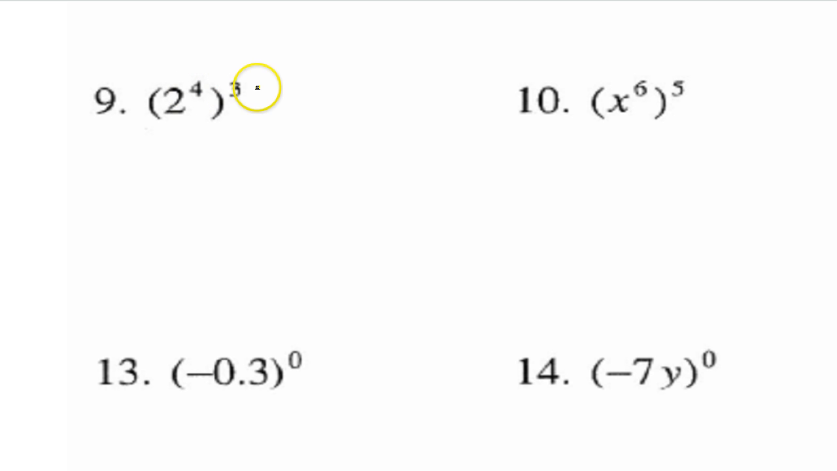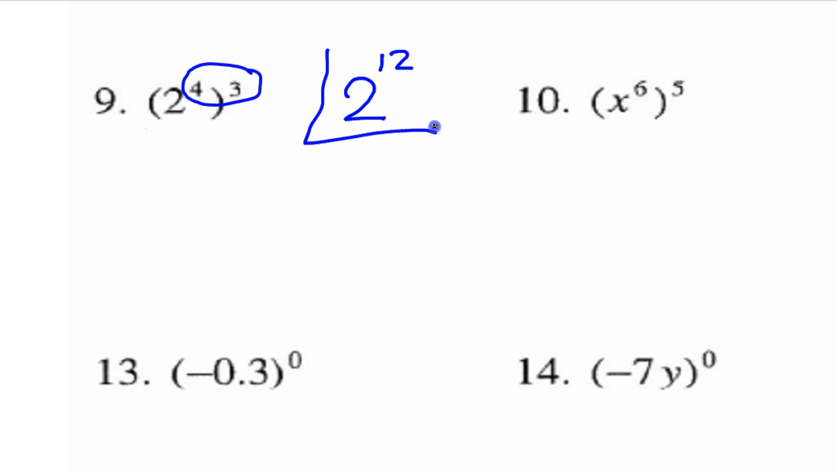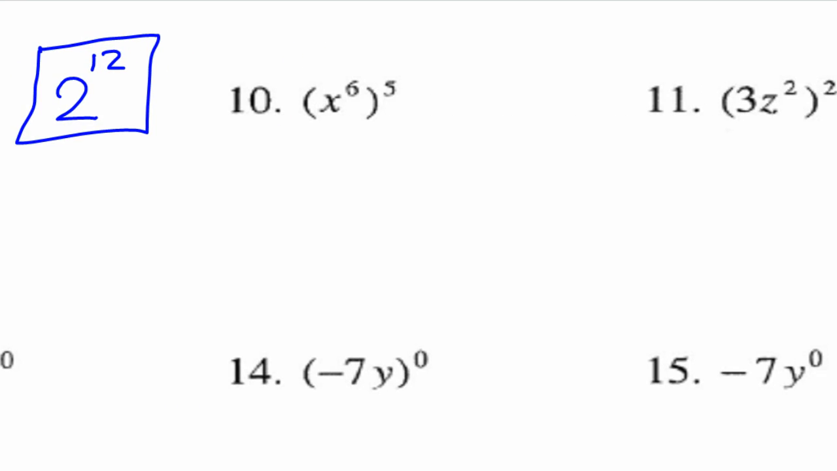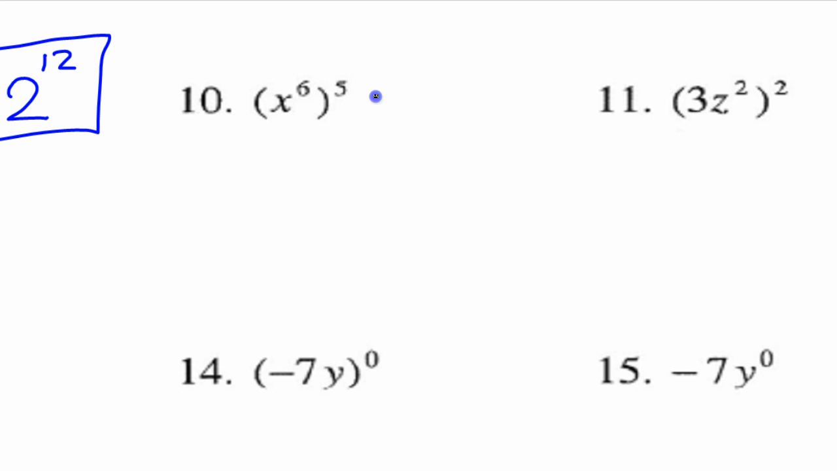Okay, so when you have a power raised to a power, the shortcut is that you multiply these. So this is going to be 2 to the 12th power. Now looking at number 10, this is almost the same thing. So that's going to be x to the 30th power. Alright, you multiply these together. Power raised to a power, you multiply.